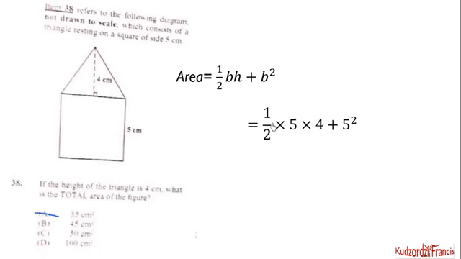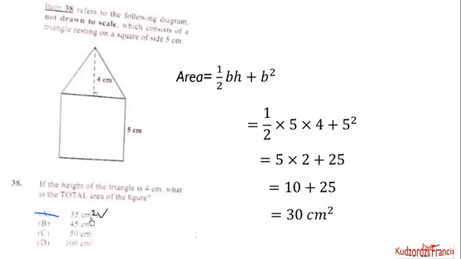So we substitute 4 for the height and the base is 5, and that will give us this. This is 25 plus 5 times 2, which is 10 plus 25, and that will be 35 centimeters squared. So the correct answer is A. It's 35, not 30. 35 centimeters squared. Now the correct answer is A.